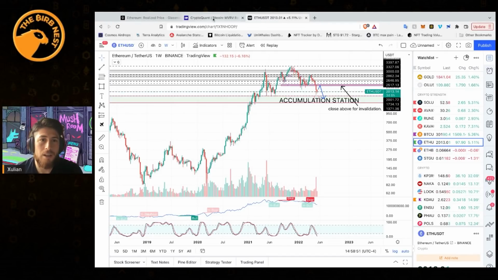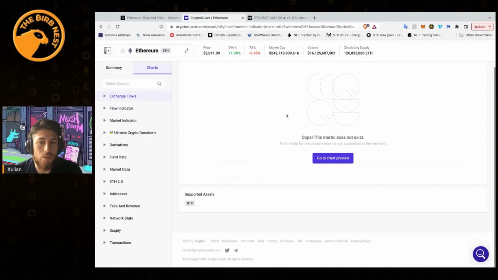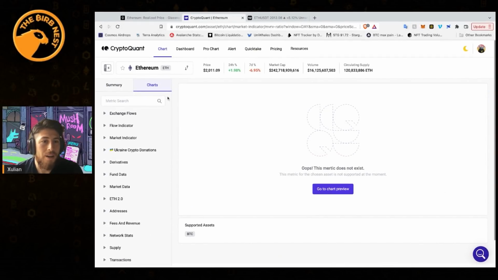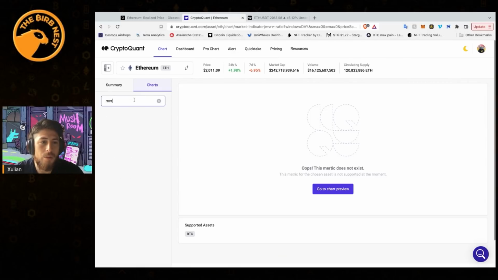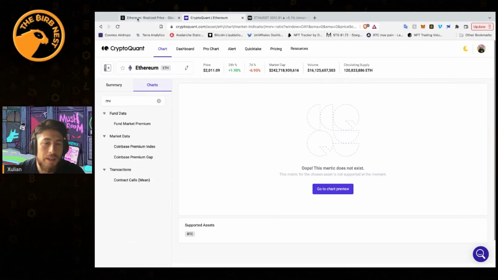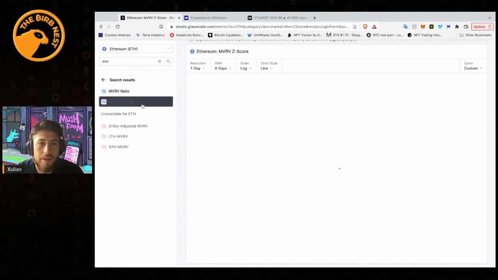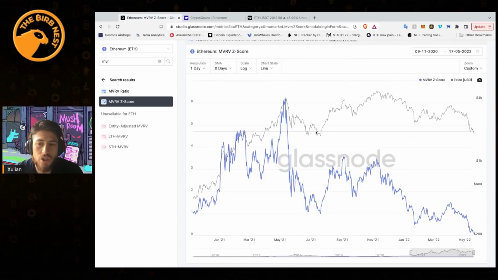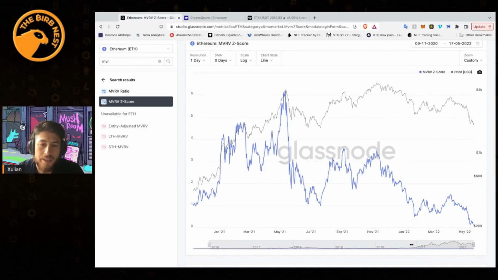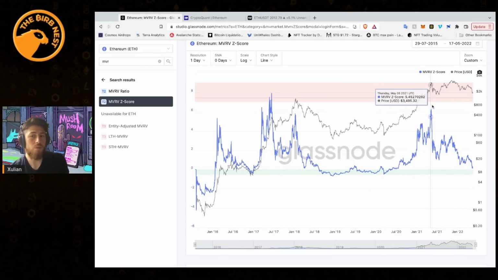I'll finally be just covering MVRV score for Ethereum, so we can see, are we in that oversold area? So MVRV is not on CryptoQuant for Ethereum, but we can actually find it on Glassnode. So no problem there. MVRV Z ratio on Ethereum is right here. We can see we are hovering right above that green zone. We didn't quite reach the red comparing to 2017.